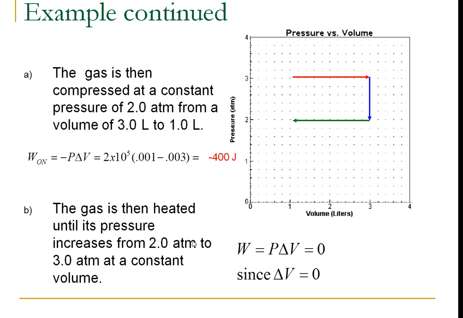The gas is now going to be heated until its pressure increases from 2 atmospheres to 3 at a constant volume. When the volume is constant, the work done is 0 because that change in volume is 0.